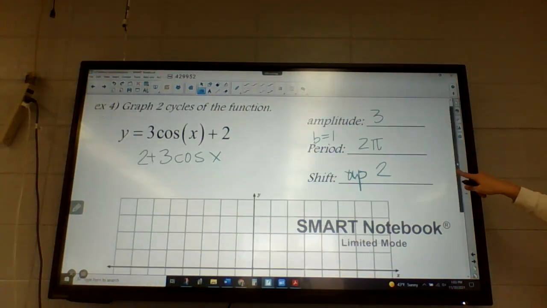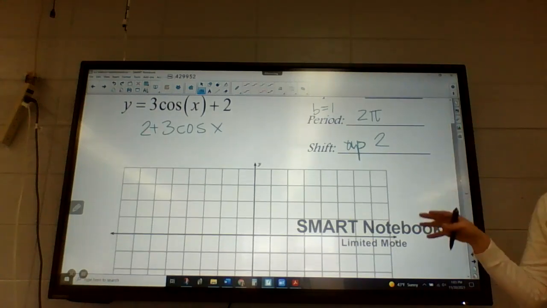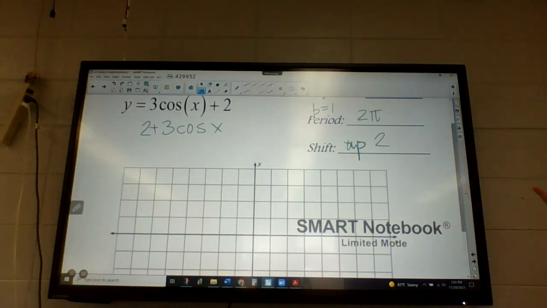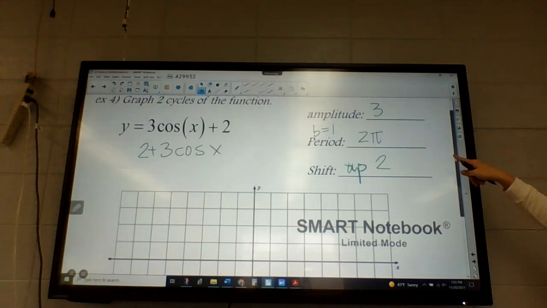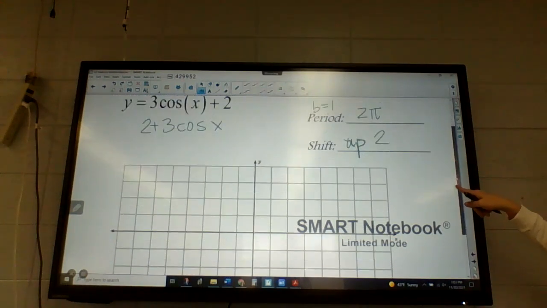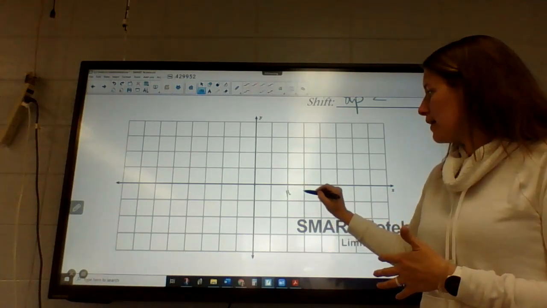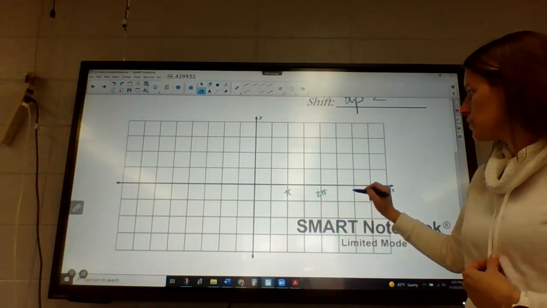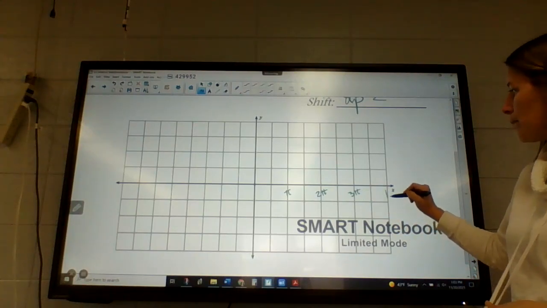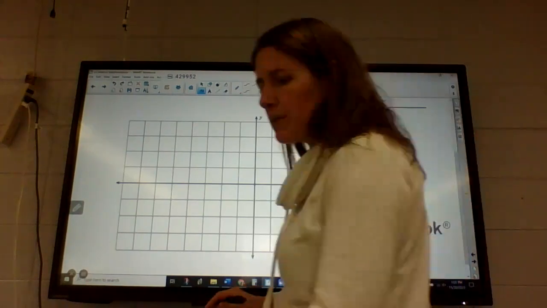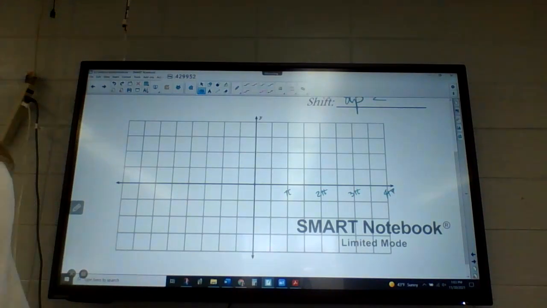So again, if it's helpful, what I like to do is graph it the normal way once and then do my shift. So the period in this case is 2 pi. So I think I'm going to go up by pi over 2. Does that sound okay? Yep. So this will be pi, 2 pi, this will be 3 pi, and then 4 pi. And the amplitude we said was 3, right?